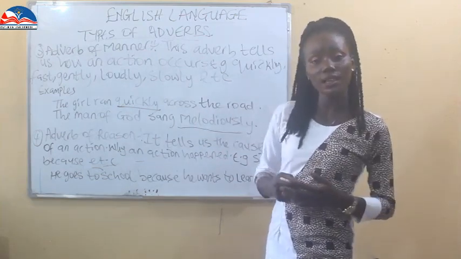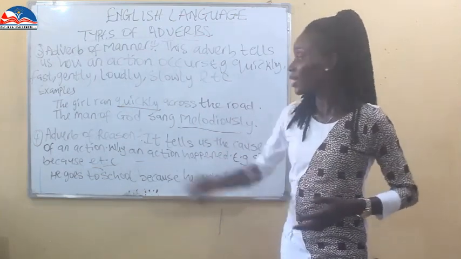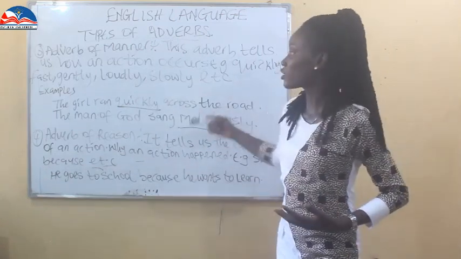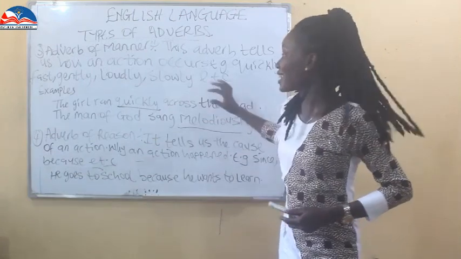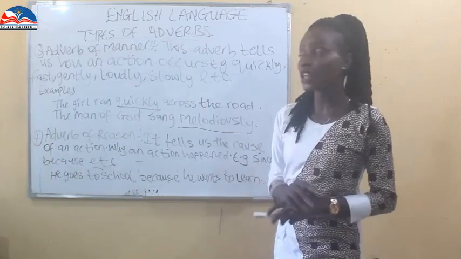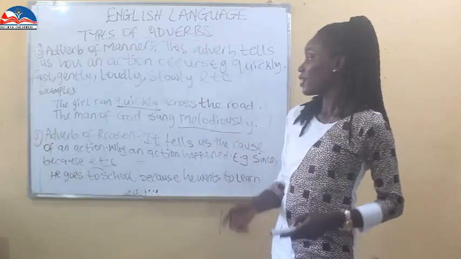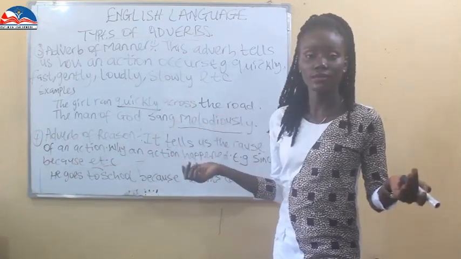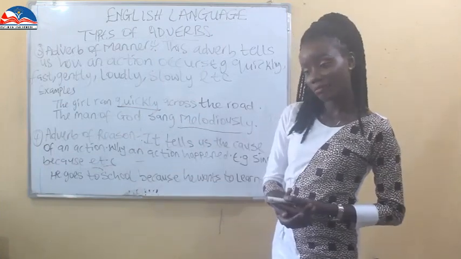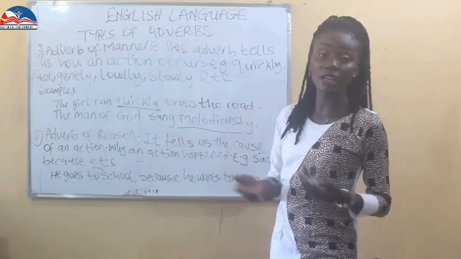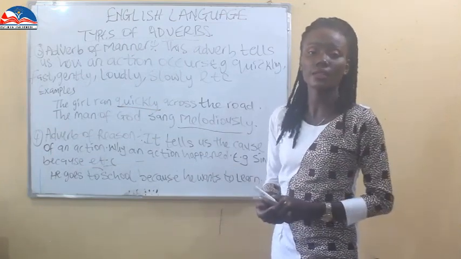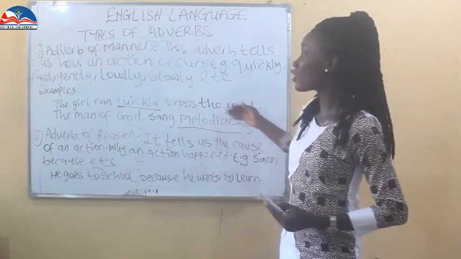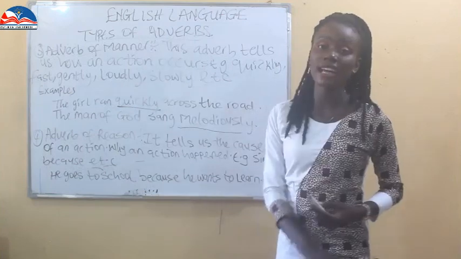How did the man of God sing? The man of God sang melodiously. That is how the action occurred. This adverb of manner tells us how an action occurred. You can easily say, the girl ran across the road. How? Quickly. The man of God sang. How? Melodiously. That's why we have an adverb of manner, telling us how an action takes place.